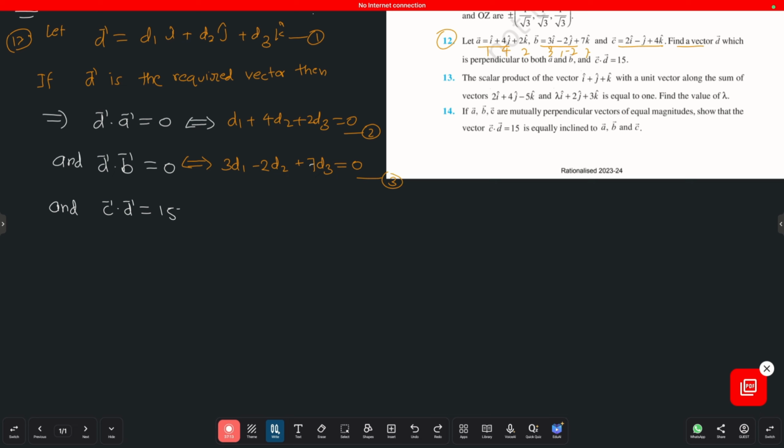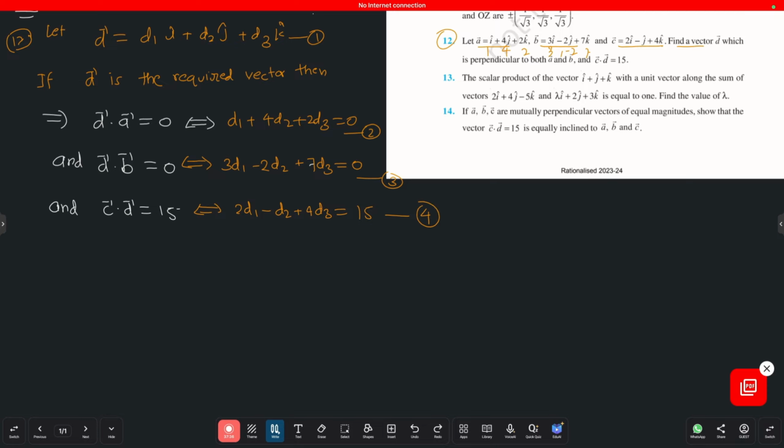And one equation from here, C dot D vector. C vector is given there. So it will be 2D1 minus D2 plus 4D3 equals 15. Okay, what is this? This is the system of equations.